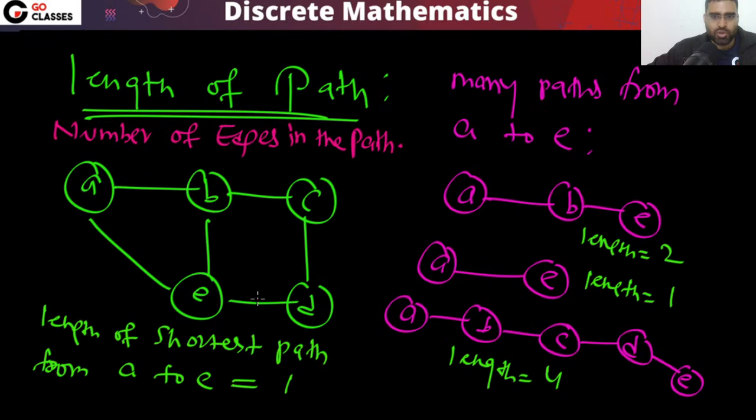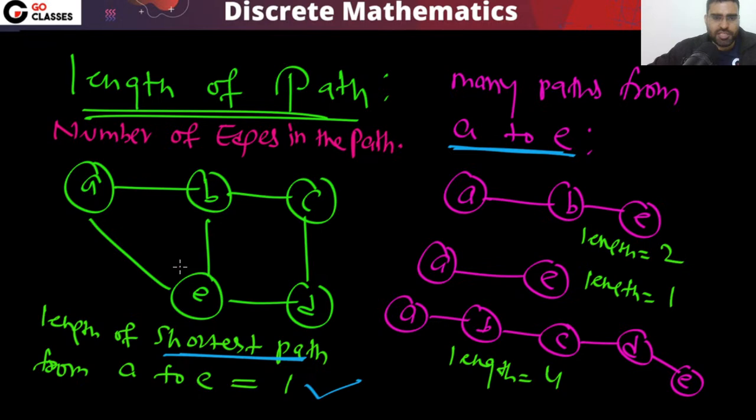So there can be multiple paths. For example, from A to E, there are multiple paths. This is the shortest path, or you can go like this. So you can go in many ways. You have a path of length 2, path of length 2, path of length 1, path of length 4. So you have multiple paths, but the length of the shortest path will be 1. So that is your distance between A comma E.